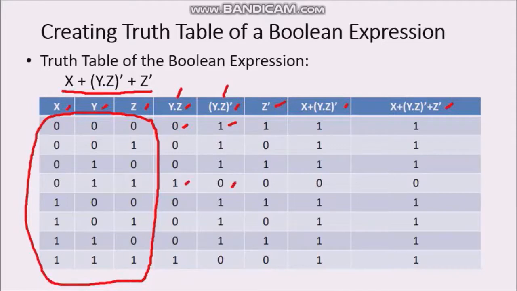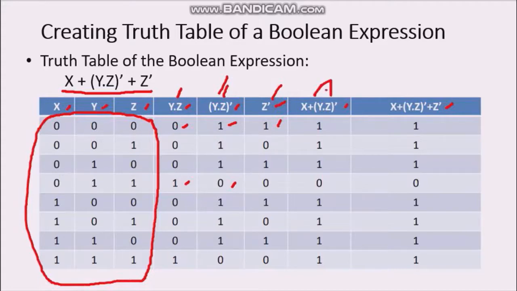Like this you fill all the values in each row. Then z bar, next column is z bar. Again, what will be the values of z? You just negate those values of z and put the values here in this column. Then you have y dot z whole bar, you have already calculated here.